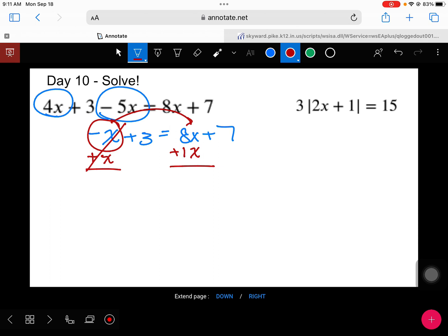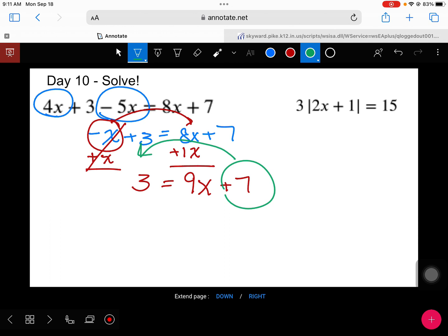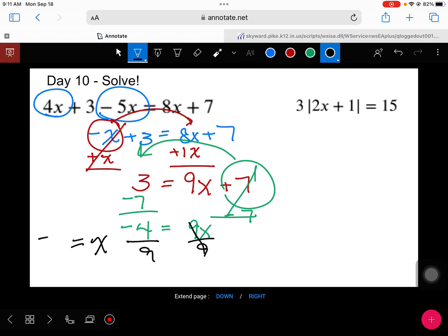Invisible 1, yes. 8x plus 1x is 9x. And I can say plus 7 equals 3. I need to move this 7 over here. It's already a positive 7, so I need to subtract. 7's cancel out. I get negative 4 equals 9 times x. I don't want 9x, I want just x, so I divide by 9, divide by 9. And so x is equal to negative 4/9. How many had that for an answer?